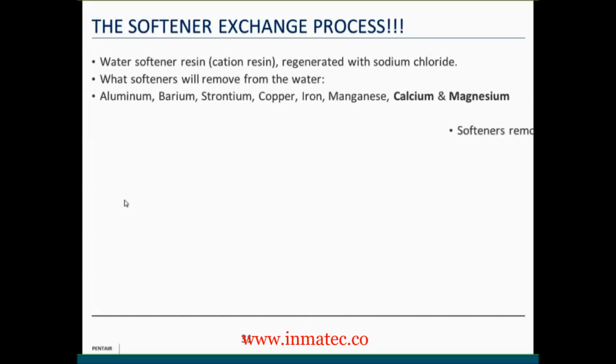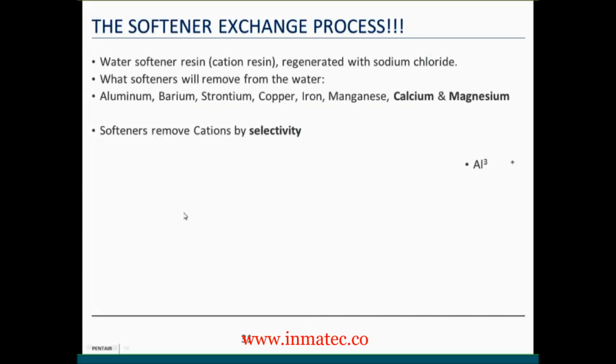What will softeners remove from water? In this order, water softeners will prefer to remove aluminum, barium, strontium, copper, iron, manganese, calcium, and magnesium, in that order. Softeners remove cations by this selectivity. So if these ions that aren't in bold are present in the water, they get pulled off first. They'll even push off a calcium that's already on there and send it farther down the resin to be picked up by another bead farther down.